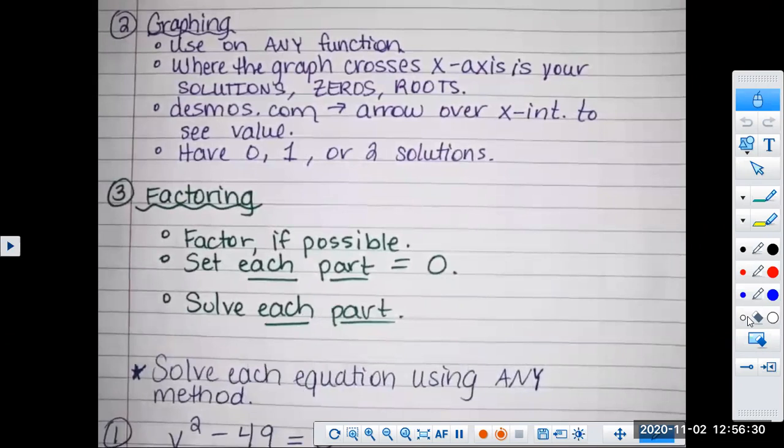So we're taking it a step further from 4.4. In 4.4, we just factored it. Now we're going to set each of those equal to 0 and solve.